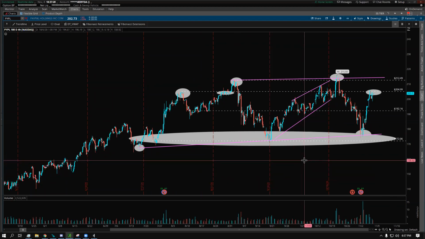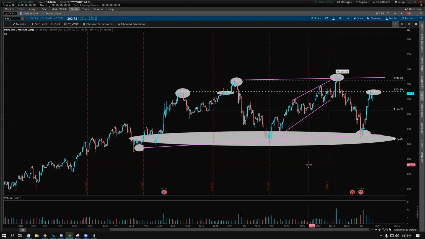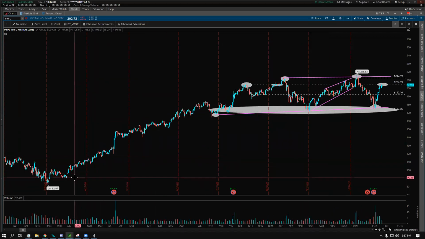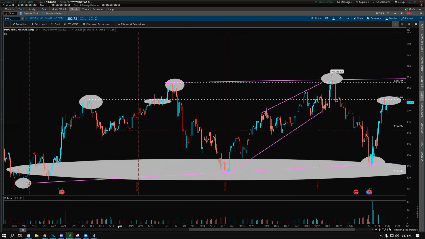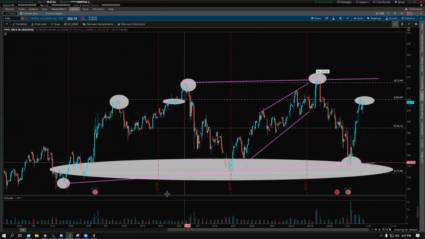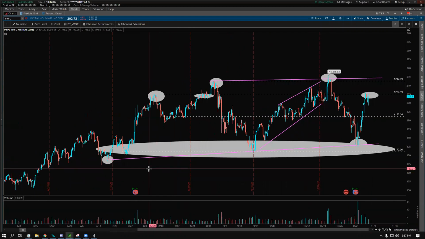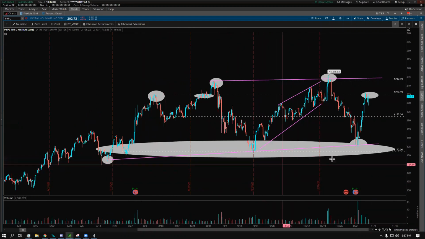Everything moves in waves, so you guys don't want to get caught. Look at multiple time frames, trust your levels, and don't be greedy, right? That's pretty much it. I think that's more than enough info about support and resistance.